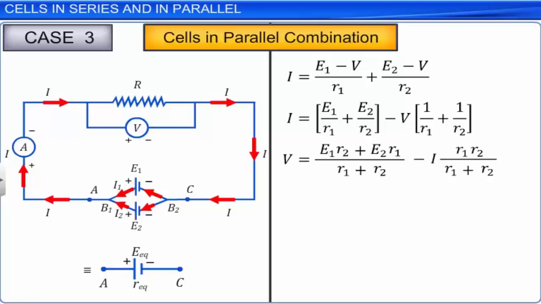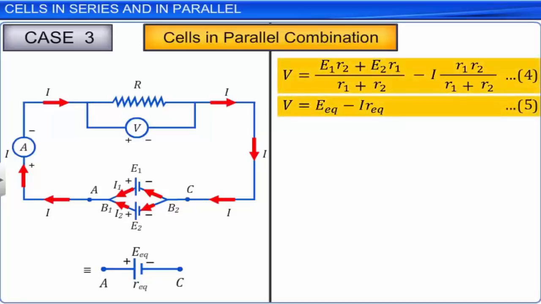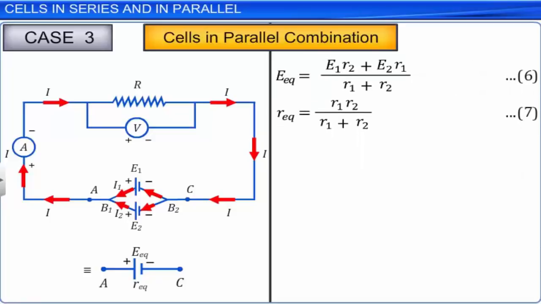We can replace the combination of two cells with one cell of EMF, EEQ, and internal resistance, REQ. We can now write V is equal to EEQ minus I into REQ. Let this be equation 5. From equations 4 and 5, we can write EEQ equal to E1 R2 plus E2 R1 divided by R1 plus R2. Let this be equation 6. REQ is equal to R1 R2 divided by R1 plus R2. Let this be equation 7. Equation 7 can be written as 1 by REQ is equal to 1 by R1 plus 1 by R2. Let this be equation 8.